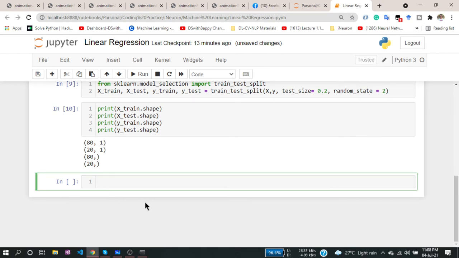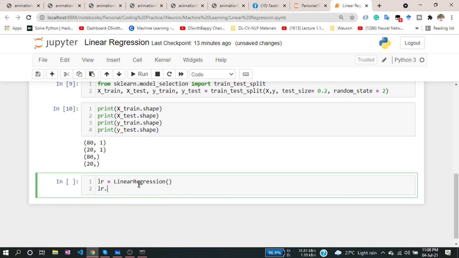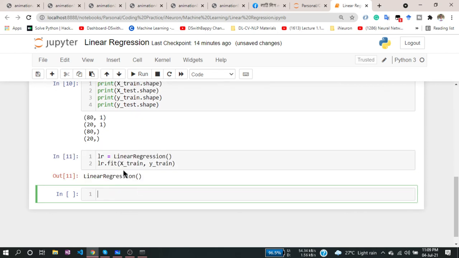Okay. Now let's train it by using first of all linear regression, then see what should be my output. So LR means linear regression, which is sklearn linear regression. I have created the object, then LR dot fit. I will feed my X train and my Y train as well. Y train means our output, that means our price, and X train means the area. If I train it, let's run it. So it has been trained.